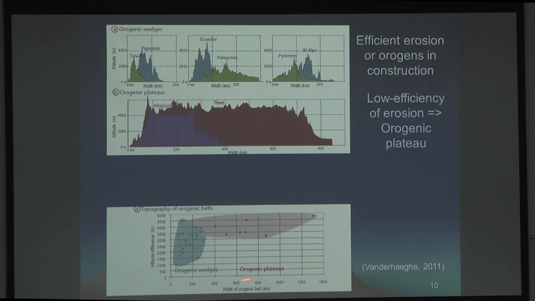So we know from nature that Tibet, the Altiplano, also probably Anatolia, are orogenic plateaus for which erosion was not sufficient to erode all the material coming from tectonics and was not able to prevent the construction of this plateau. And in the green belt, in contrast, we can suppose either a very young orogen for which we don't know what the future evolution will be, or a belt like the Southern Alps of New Zealand for which the erosion was sufficiently efficient to keep the mountain range narrow.